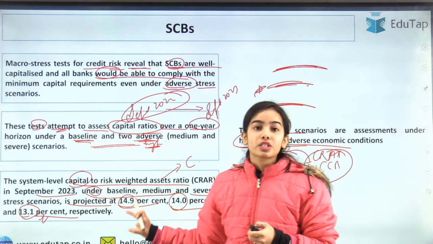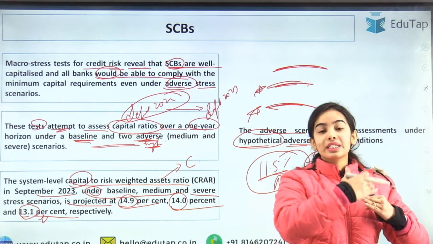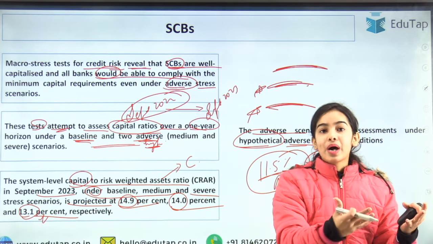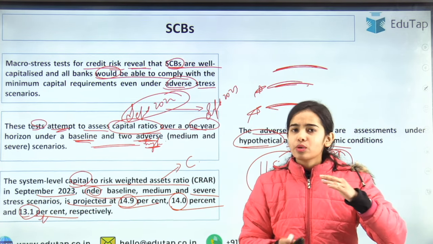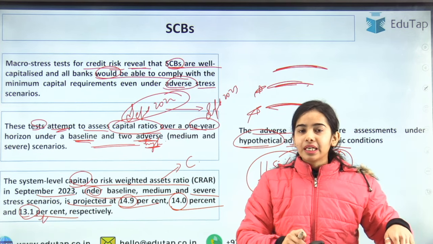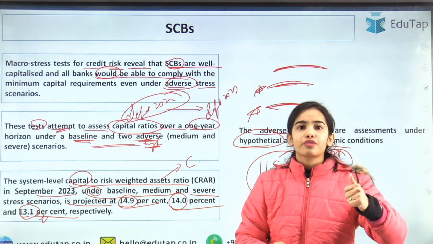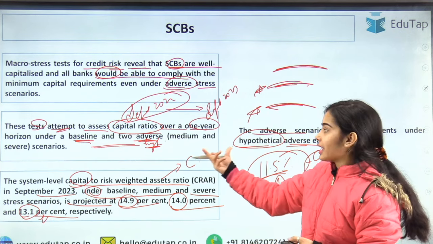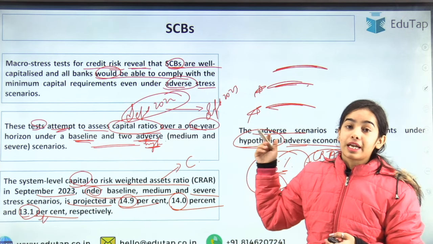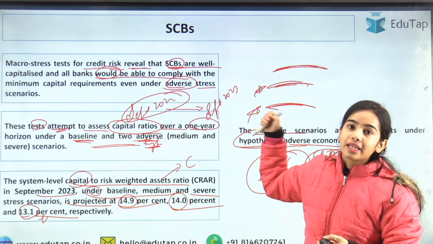So this is the macro stress test that is taken for the future, that in 1 year how we are going to handle the situation. In the baseline scenario, the common scenario that is happening until now, that is projected for the future also. In the medium adverse scenario and in the severe stress scenario, there are three categories that are taken.